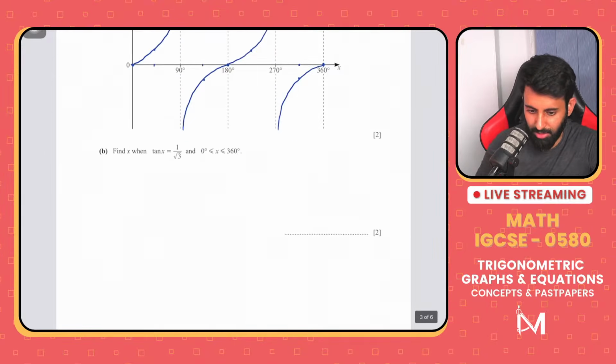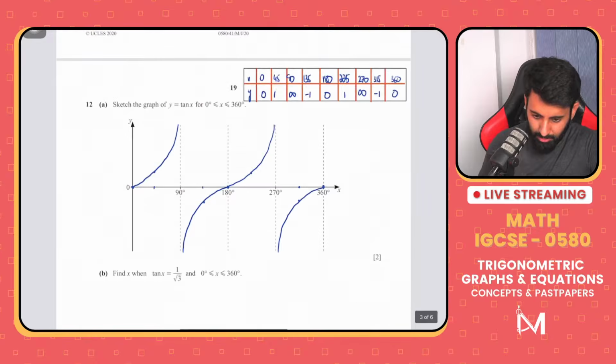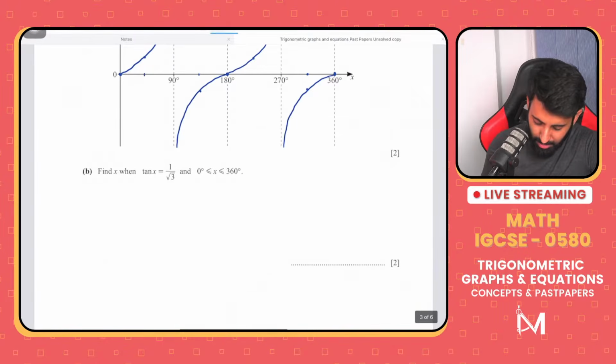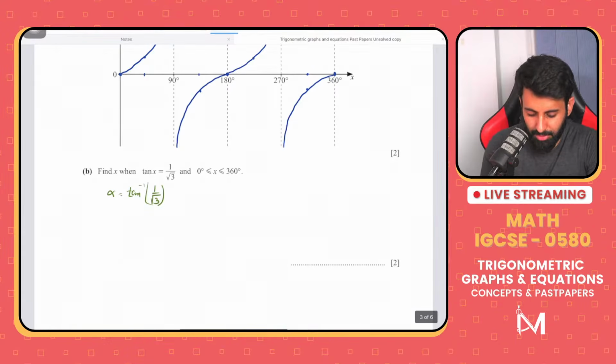30 and 210. All right, let me check. So first things first, there's nothing we need to arrange. It's already tan x equals a positive value. So we'll find alpha by taking the inverse, tan inverse of 1 upon under root 3. Make sure you use your calculator for this. Tan inverse of 1 divided by under root 3.